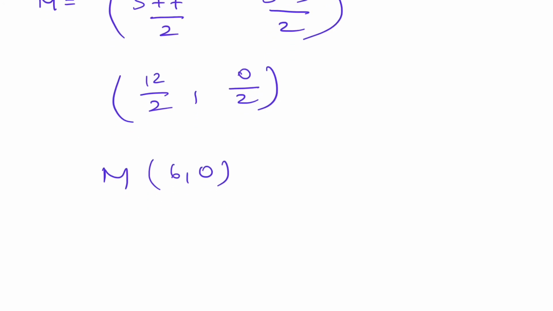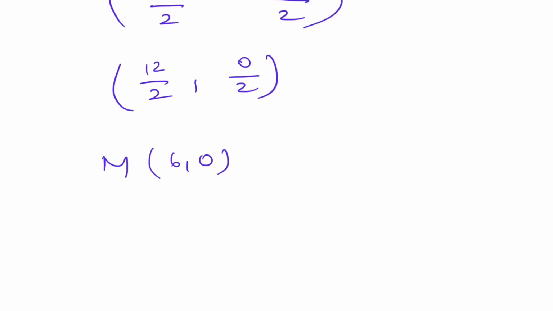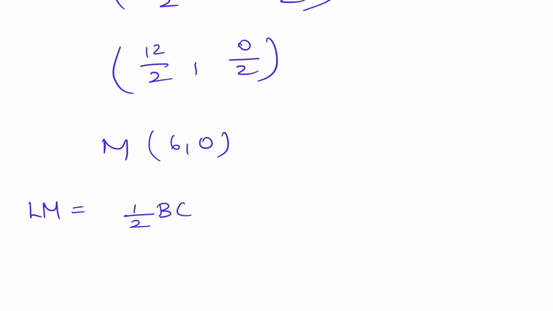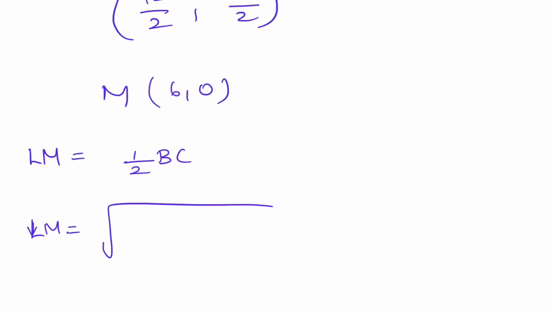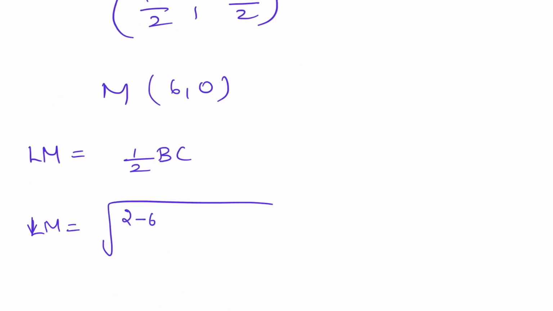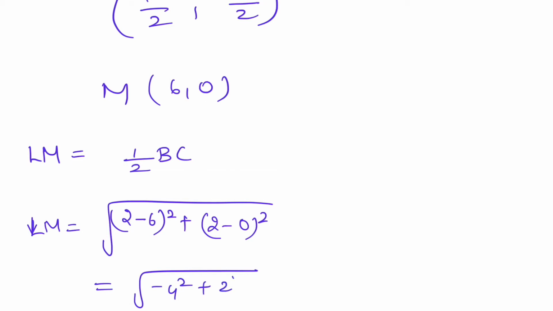So now what do you need to find out? Show that LM is equal to half BC. LM will be the distance formula, right? How will you find it out? LM will be equal to root of (2 minus 6) whole square plus (2 minus 0) whole square, that is equal to (minus 4) square plus 2 square, equal to root of 16 plus 4, equal to root of 20.